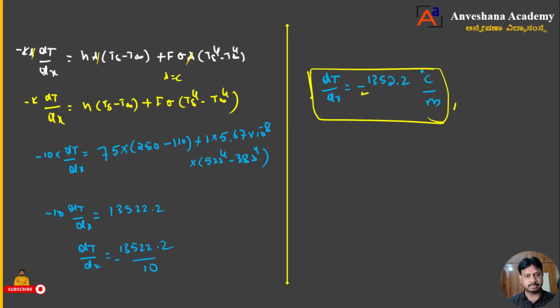Why is it a minus sign? The minus sign indicates that the temperature is going to decrease. This is explained by Fourier's law. That means a decrease in temperature we mark as negative. Okay, this is the final answer.